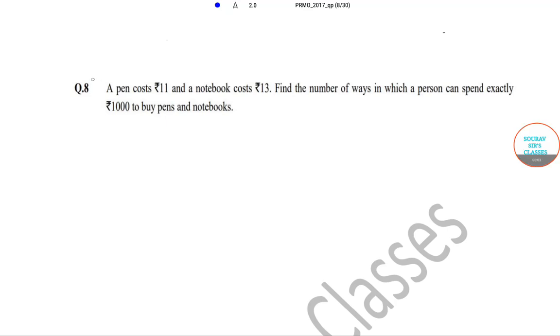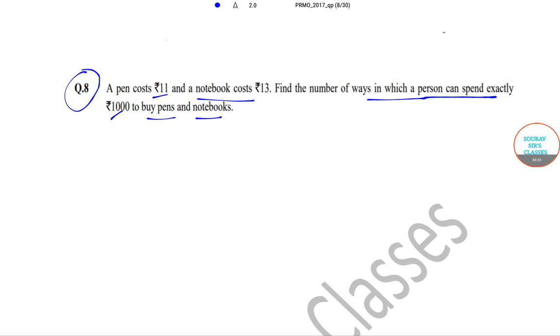Hello. Today we'll be doing question number 8. In question number 8, it has been said that a pen costs rupees 11 and a notebook costs rupees 30. In that case, we need to find out the number of ways in which a person can spend exactly rupees 1000 to buy pens and notebooks. So this is the structure.